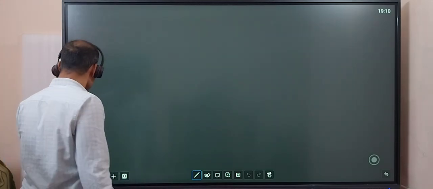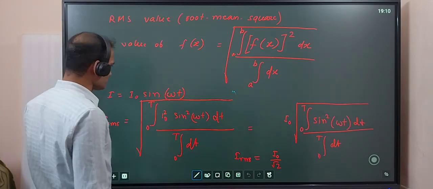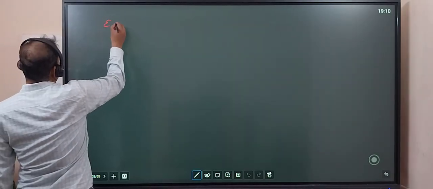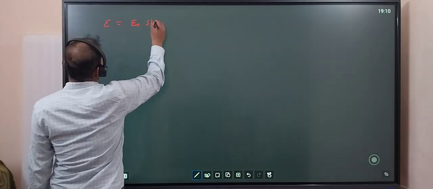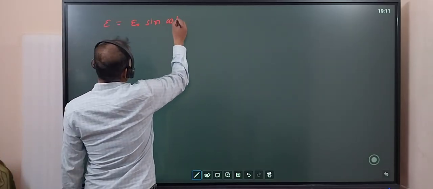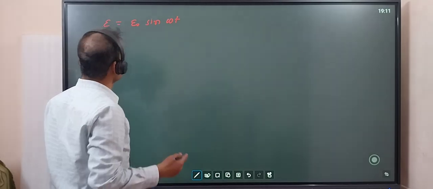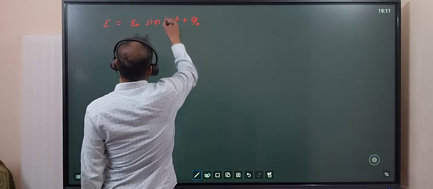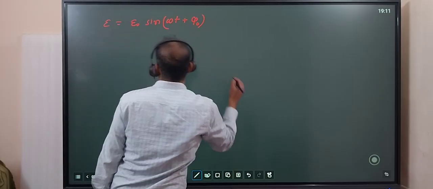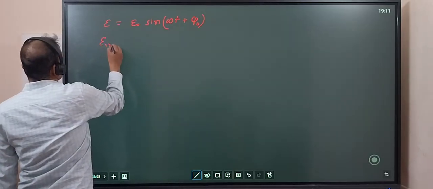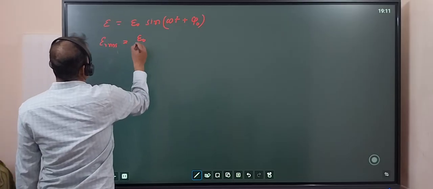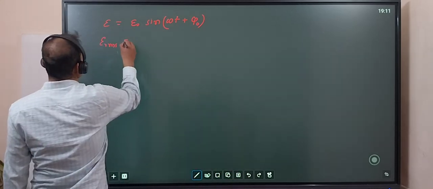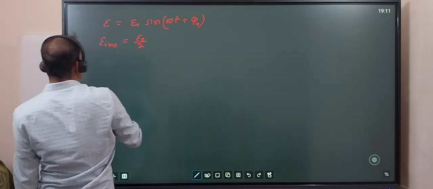This result is true for any other phasor also. Suppose this is EMF, and there can be some other phase angle phi naught. Here also E_RMS will be E naught by root 2.